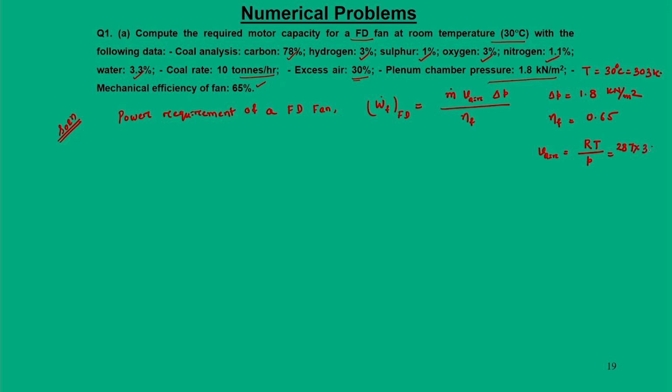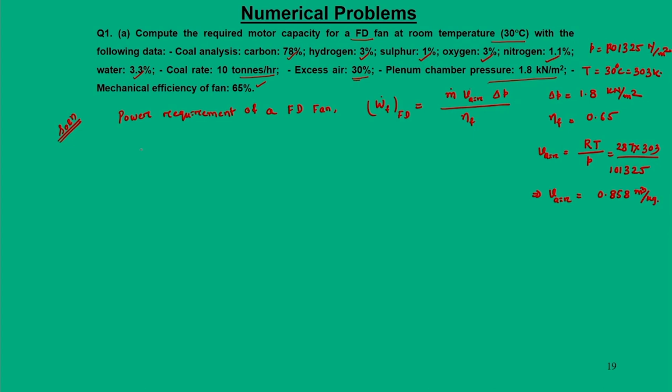So, we can write 303 divided by P, where P is atmospheric, 101,325 Newton per meter square, because we are taking atmospheric air into account. So, this will give you the specific volume for air equal to 0.858 meter cube per kg. So, all the parameters are known, but we do not know what is m dot.